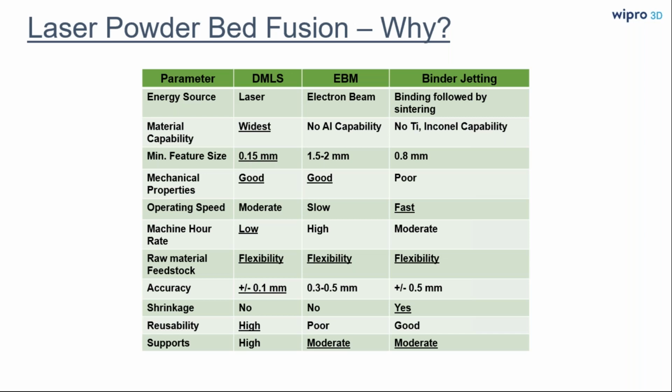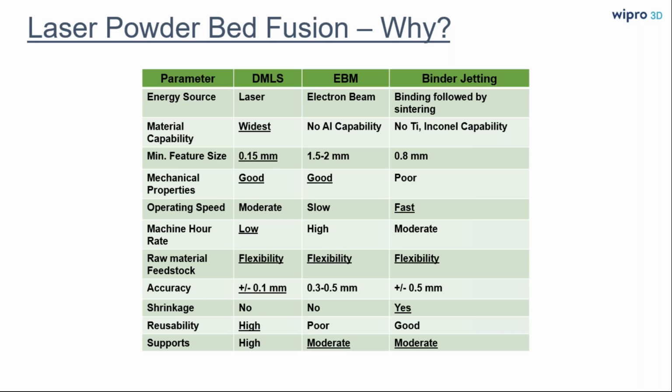So the kind of machine hour rates that we work with DMLS again are on the lower side, and since all these machines work with open parameters, we have the flexibility in choosing whatever raw material that we want of whatever size, depending if we have the right kind of parameters for them. And accuracy that we get with DMLS again comes out in a better way, and the amount of supports that we require.